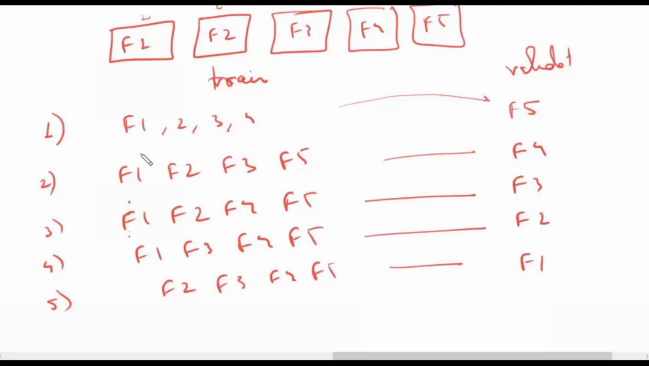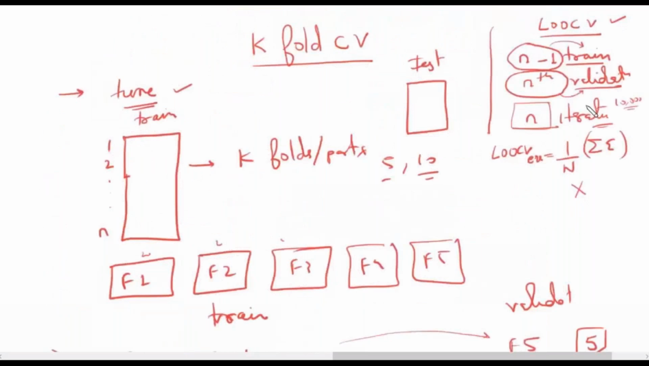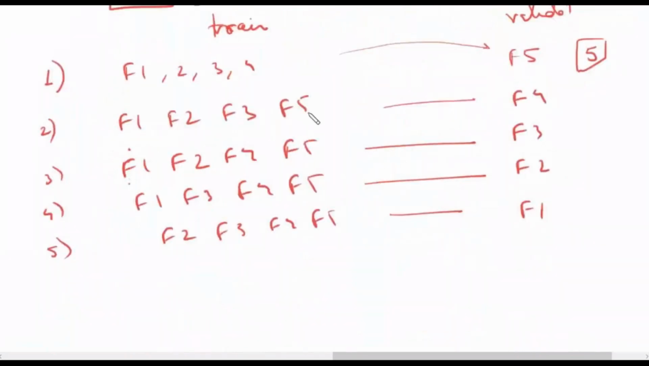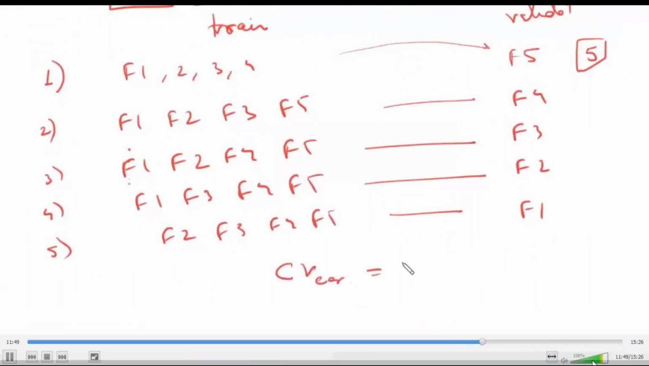Now if you look at this carefully, you will see that we are running only 5 iterations. So this is not as bad as leave one out cross validation, where we were running it n number of times. So here we are running only 5 times, and your final cross validation error will be 1 by 5 of all the errors that the model makes.